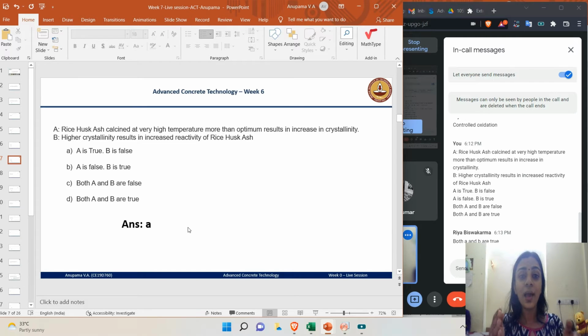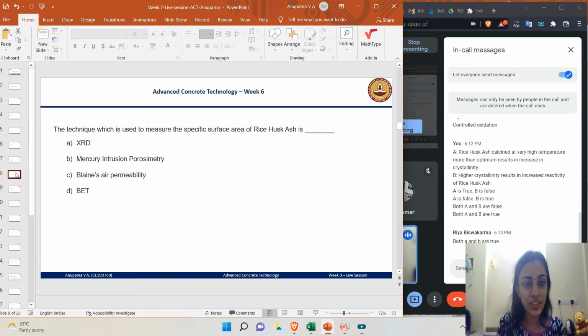Higher amorphous nature or lower crystallinity results in increased reactivity. So they are not directly related, they are indirectly related. So higher crystallinity relates to lower reactivity. Okay, that is why A is true and B is false. Now, moving on to the next question.